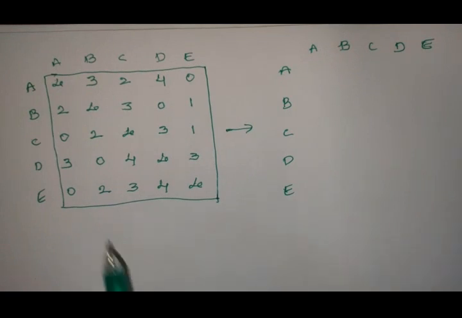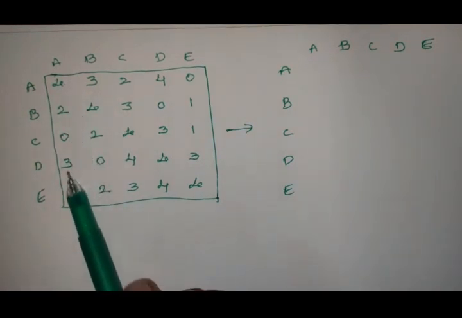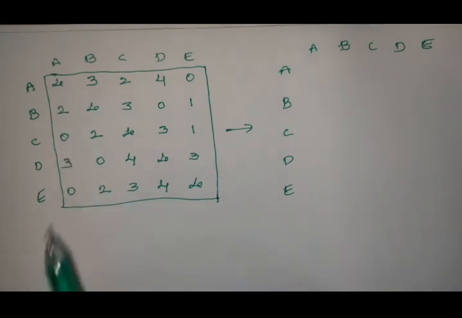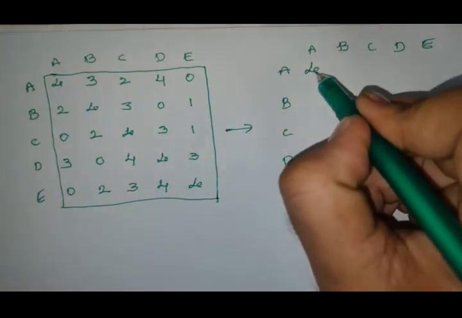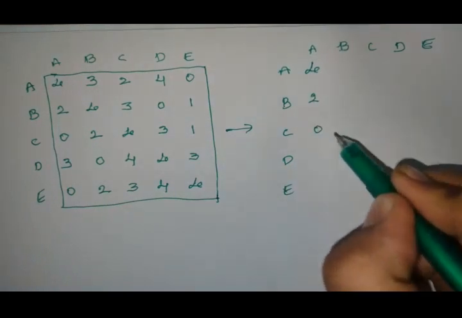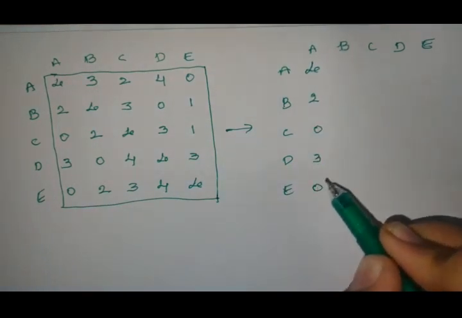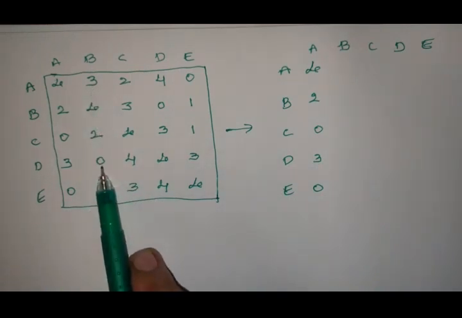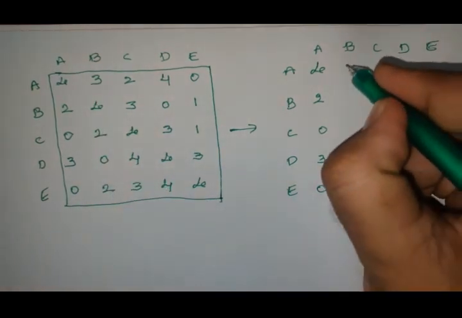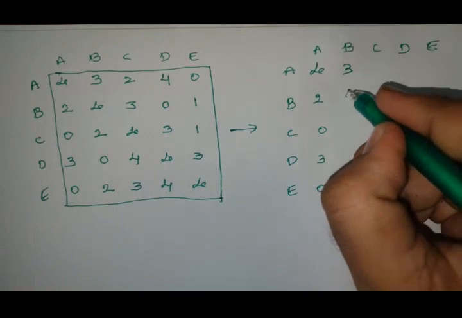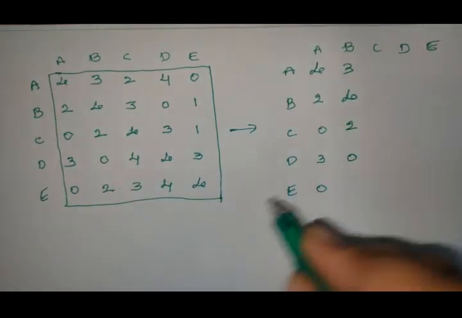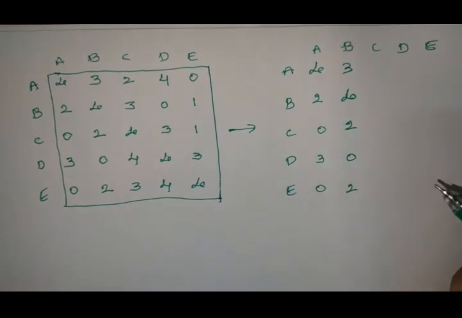Now take the first column. In the first column the minimum value is 0. If you subtract that 0 from all the values, you will get the same thing. So infinity, 2, 0, 3, 0. Next, take the second column. In the second column the minimum value is 0. So subtract that 0 from all the 5 values. 3 minus 0, 3, infinity minus 0, infinity, 2 minus 0, 2, 0 minus 0, 0, 2 minus 0, 2. You will get the same column.